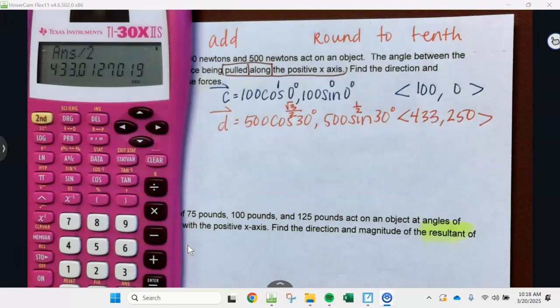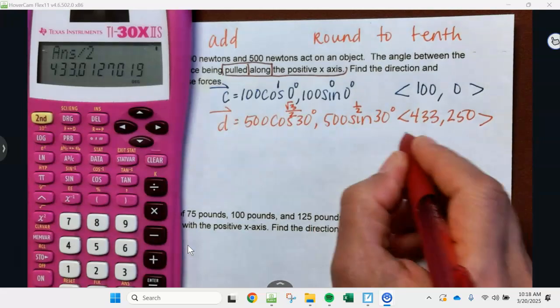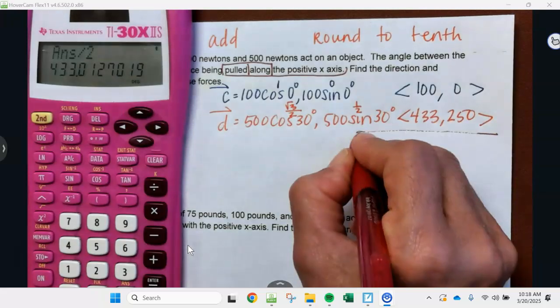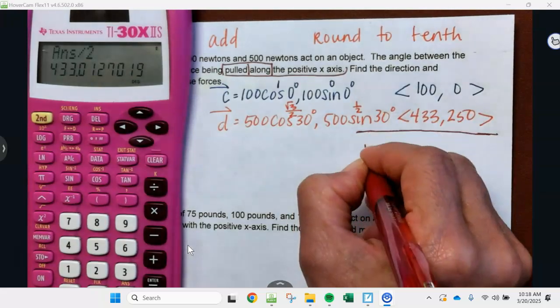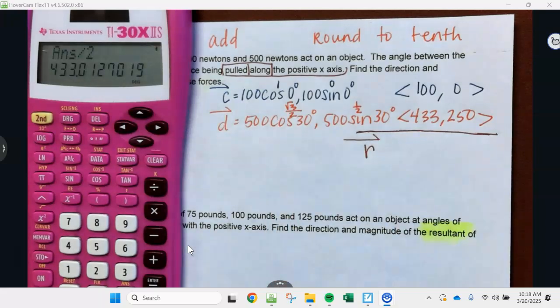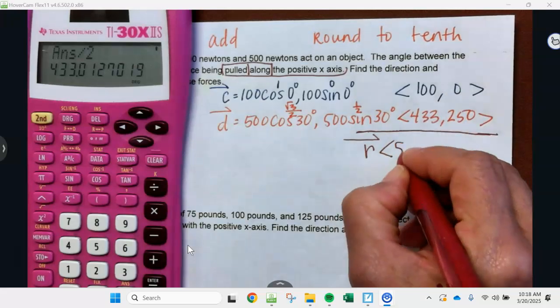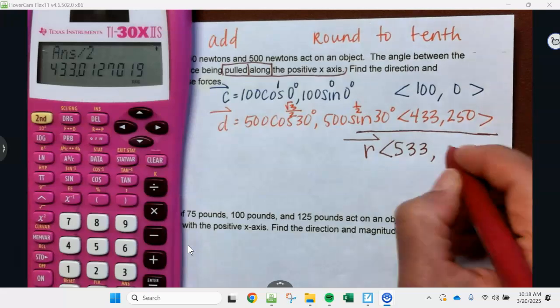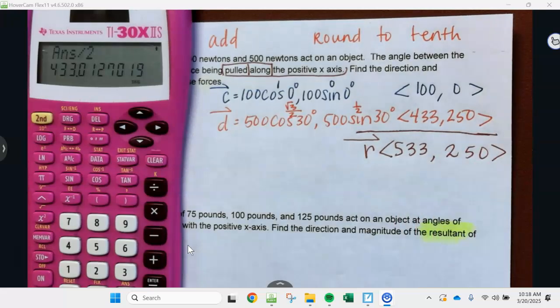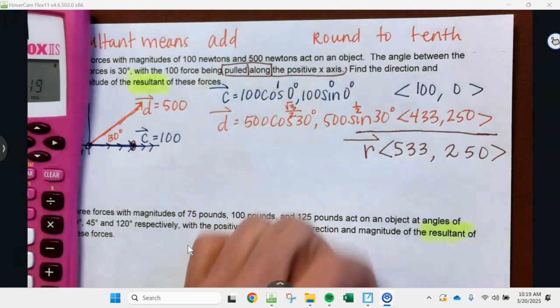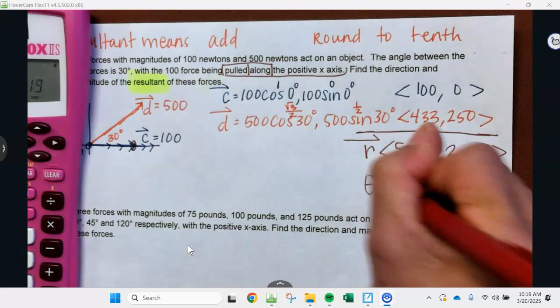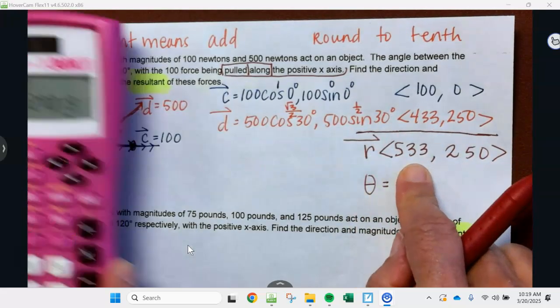All right, finally is how we're going to start getting the numbers we need. We need numbers all about the resultant. So the resultant force is always denoted with the letter R. So we're going to make a brand new vector called vector R, and we're going to add straight down. So the first component for vector R is 533. The next component is 250. Now it's just stuff from Tuesday. So we need to find the direction. So easy. Hit second tangent and do 250 divided by 533.